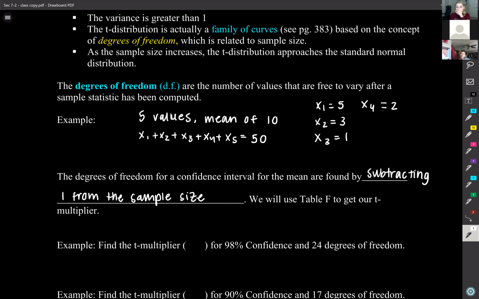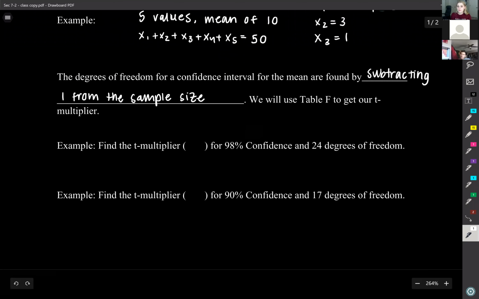Okay, so that is how we find them. For the confidence interval, it's 1 less than the sample size. So just remember that, remember this example. So let's do some examples now.